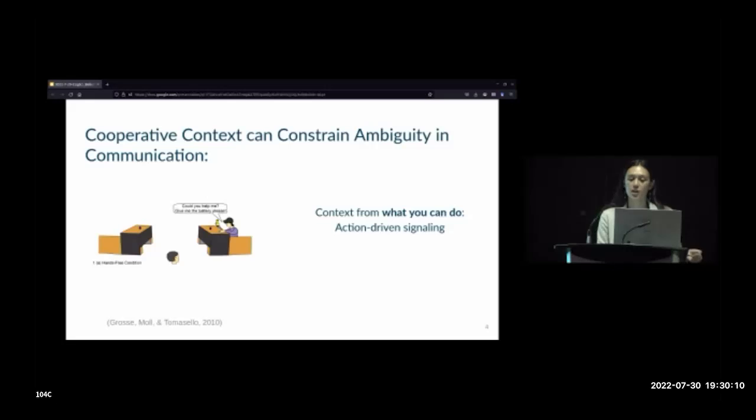The second type of context we want to focus on here is based on our actions. This is completely outside of language itself, based on what we can do. In this study, you can see on the left an experimenter holding a flashlight in one of her hands, and she makes an ambiguous request for help to get a battery. There are two batteries, one on the far table and one on the near table. Even toddlers are able to interpret the same ambiguous spoken request for help differentially, depending on whether the experimenter's other hand is free or occupied.